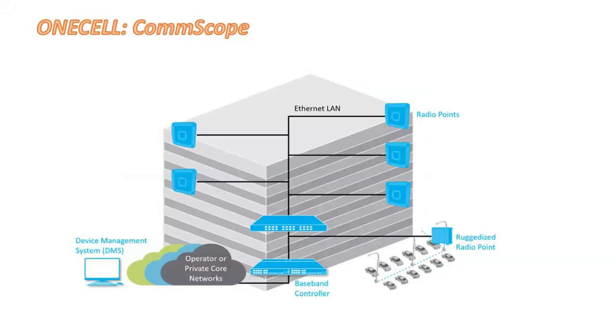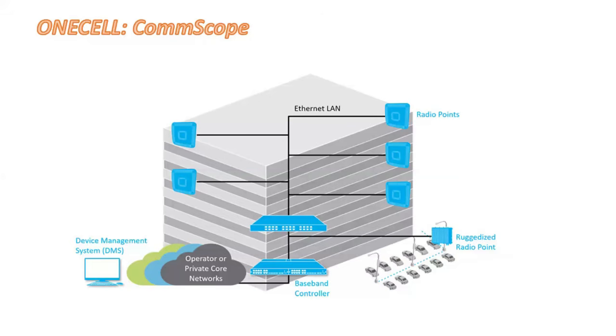And for CommScope, the small cell solution is called ONECELL. So ONECELL delivers a clear mobile signal through a building of virtually any size, and this ruggedized radio point extends the signals to the outdoor spaces as well, such as courtyards and parking lots. So it has similar parts like baseband controllers and radio points and all this.